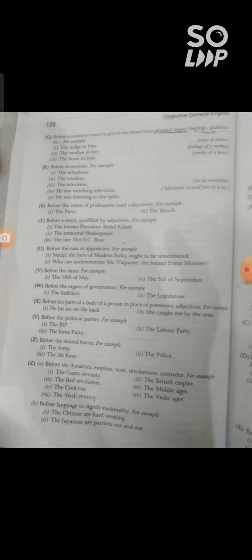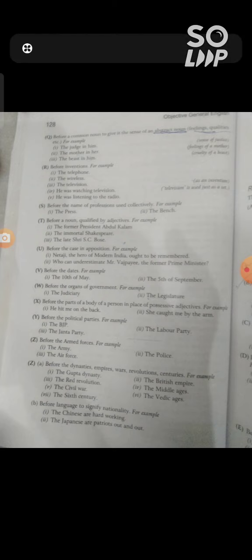Before the organs of government: the judiciary, the legislature. Next, before the parts of the body: he hit me on the back, she caught me by the arm. Before body parts, in the place of possessive adjectives. Before political parties: the BJP, the TRS, the Janata party. Before the parties also we use it.